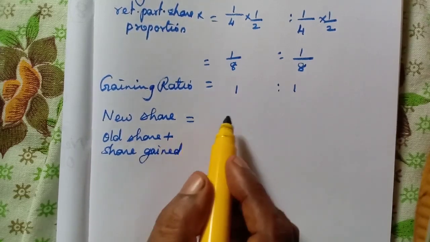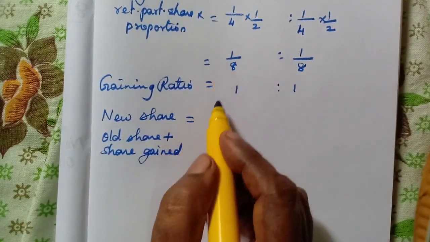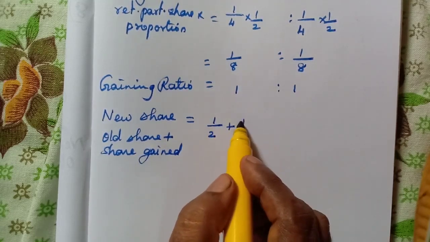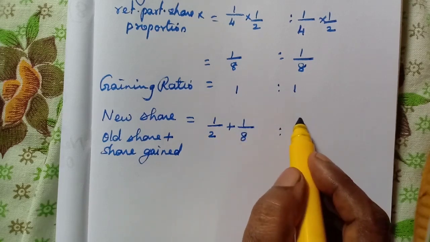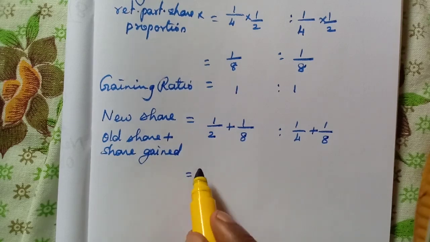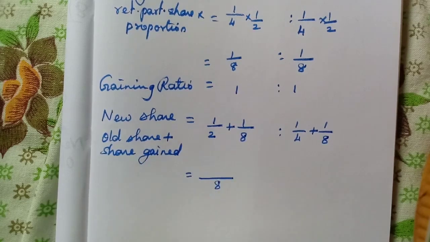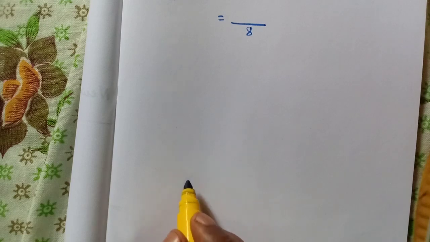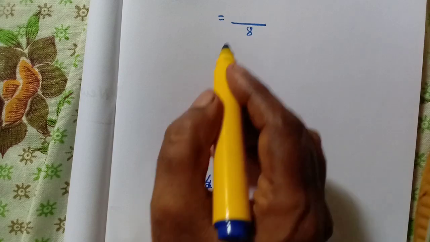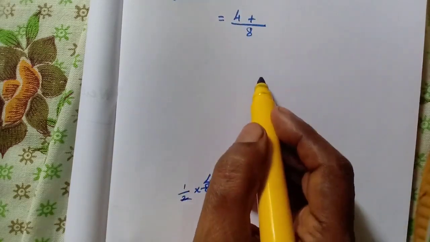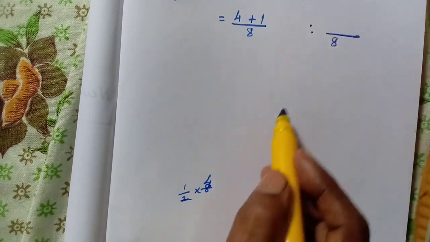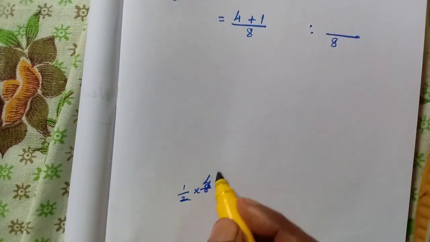Okay, for Naveen, the first partner, what is his old share? 1 by 2. Then what is his share gained? 1 by 8. Here it is 1 by 4 plus 1 by 8. Here 8 will be the LCM. Now we need to calculate 1 by 2 into 8 is 4, plus 1 by 8 into 8. 8 will be cancelled, so 1. Then here also 8, we will get 4, isn't it? So 4.